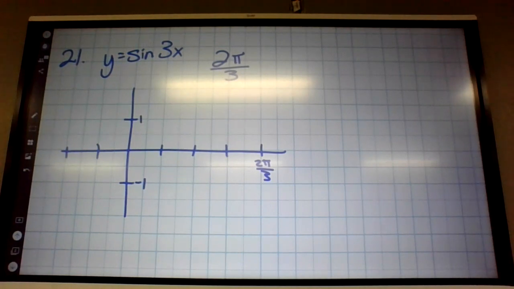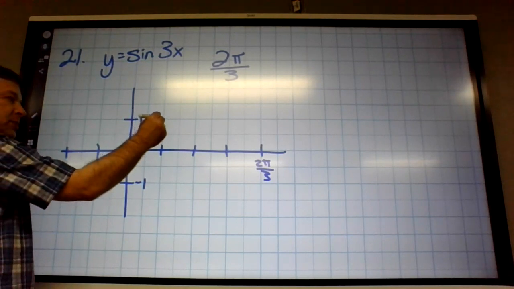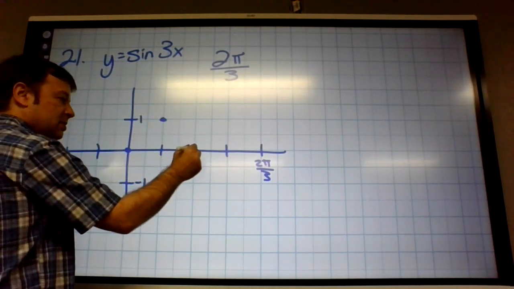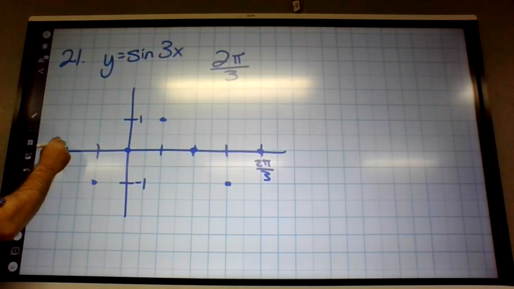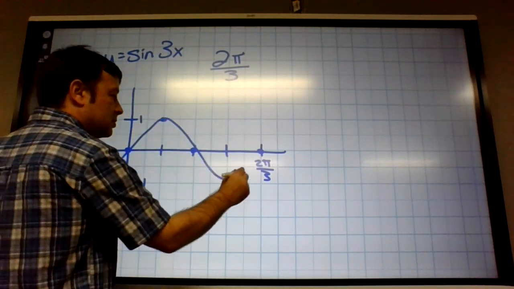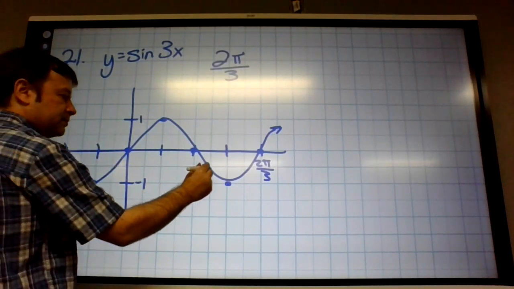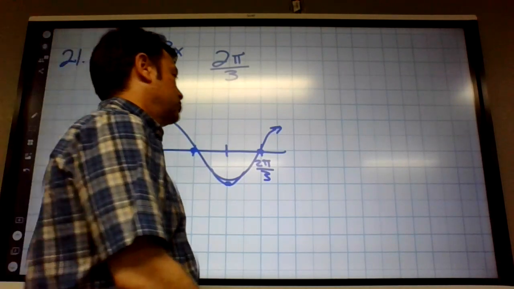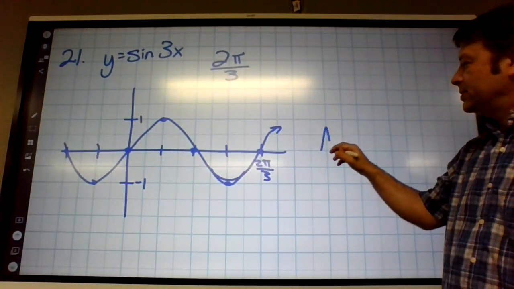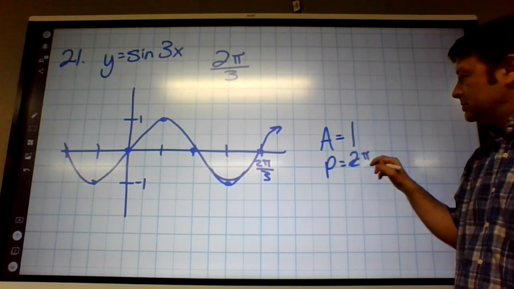Okay, that's it. Where does sine start at? 0 going up. Kind of missed that one. Got a normal amplitude of 1 and a period of 2 pi over 3.